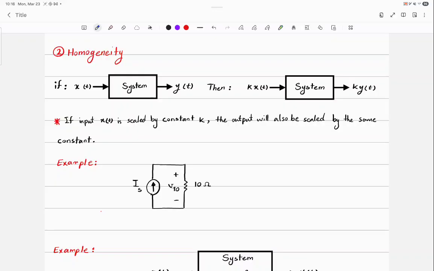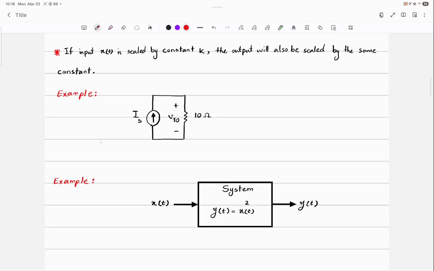Okay, I have a system. Again, I'm talking about one single system. And the input is x, the output is y. Now, let's multiply the input by k, for example. Okay? If the system is homogeneous, the output is going to be multiplied by the same number. So the output is going to be k y as well. Okay? Let's apply it to the same circuit that we considered previously. So this was input, and this is output.